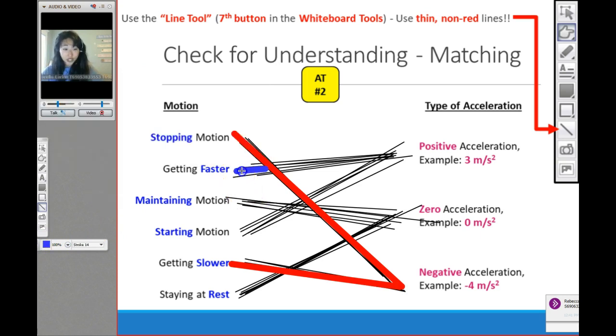Getting faster will be positive acceleration. That one makes a lot of sense to us. We do that all the time. Same thing with starting motion, right? Going from 0 to a velocity is going to be positive.